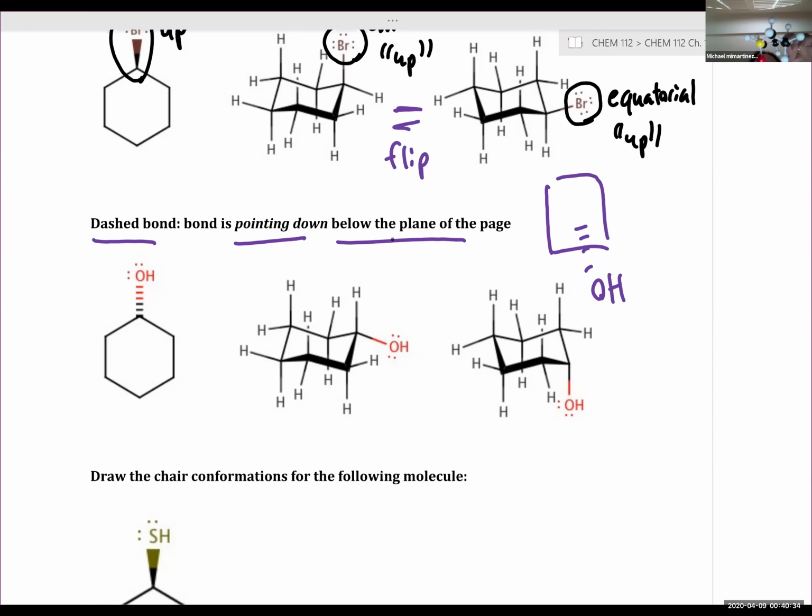Now, this is one way of representing our dash notation. Let's now do a ring flip. So what we're going to do is we're going to bring the yellow carbon up, and we're going to push our blue carbon down. Okay, so we've now done a ring flip. And my question to all of you is, what position is our OH in? Is it axial or equatorial?